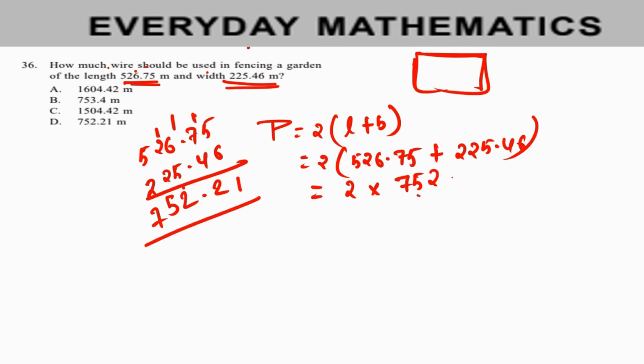752.21. So now we need to multiply it by 2, or double it. As we can see, double of 752.21 would be 1504.42. Where do we have it? Option C. So that's the answer.